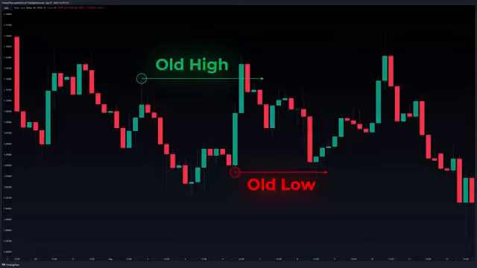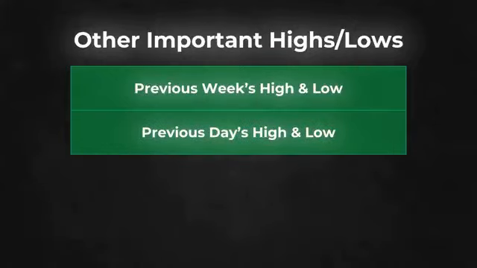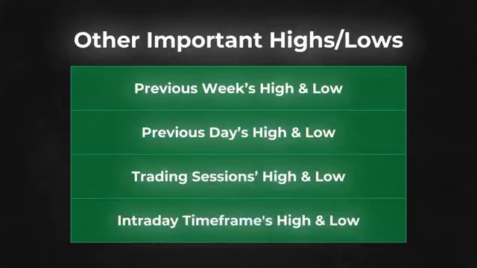Still on the topic of highs and lows, we can look at other important types of highs and lows in any price chart, namely the previous week high or low, previous day high or low, sessions high or low, or even intraday time frame highs and lows. We'll take another look at that when we talk about the concept of daily bias.